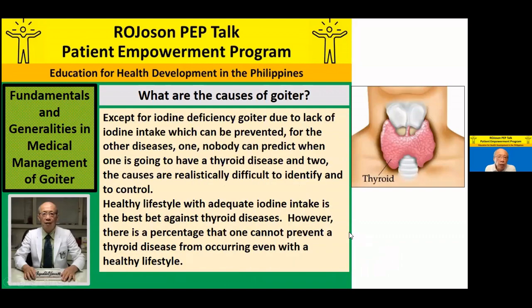So except for iodine deficiency goiter, which is due to lack of iodine intake and can be prevented, for the other diseases, one, nobody can predict when one is going to have a thyroid disease, unfortunately. And two, the causes are realistically difficult to identify and to control. So a healthy lifestyle with adequate iodine intake is the best bet against thyroid diseases. However, there's still a percentage that one cannot prevent a thyroid disease from occurring, even with a healthy lifestyle.